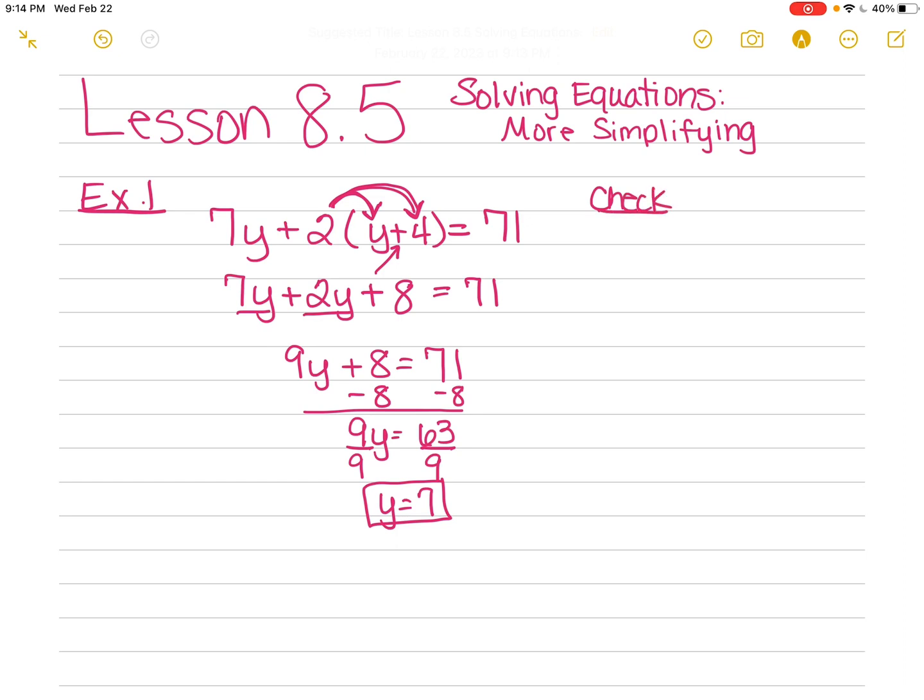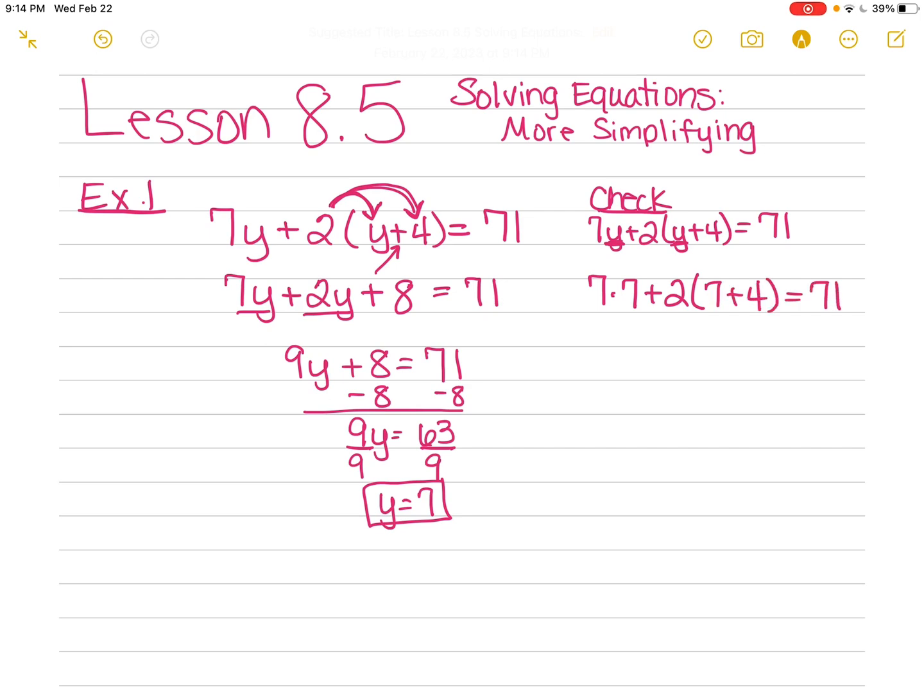these long ones. So when I check this, I'm doing this part, rewriting the problem for notes. But on regular problems, you do not have to rewrite the problem. You just have to do the next step. Okay, so I'm just doing that for notes. So wherever there's a y, instead of y, we're going to put 7 because that's what our y is, right? Okay, so I'm going to have 7 times 7 plus 2 parentheses 7 plus 4. And then I have equals 71.